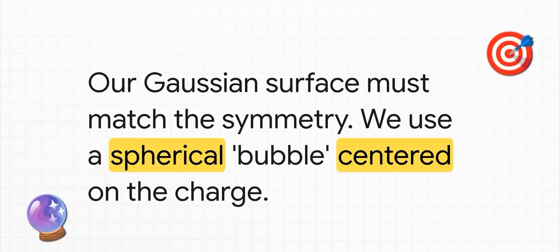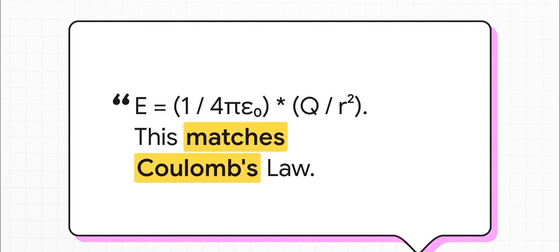So, step 2, we choose our tool. And what shape has perfect spherical symmetry? A sphere, of course. So we imagine a spherical bubble, our Gaussian surface, perfectly centered on that charge. Because every single point on this bubble is the same distance away, the electric field has the same strength everywhere on its surface. This makes the math so much easier.